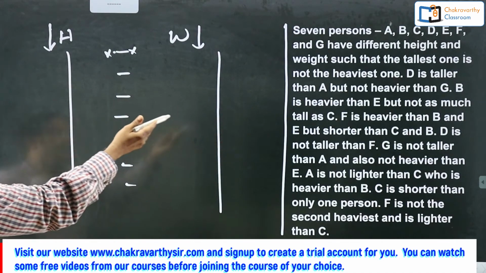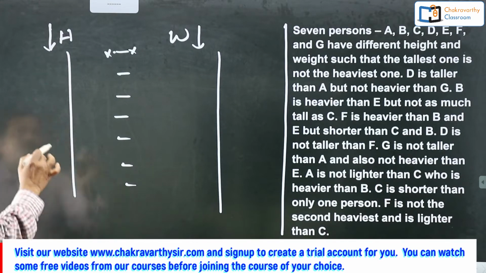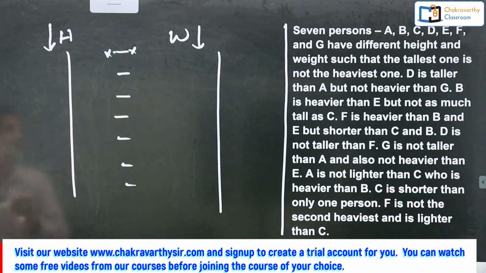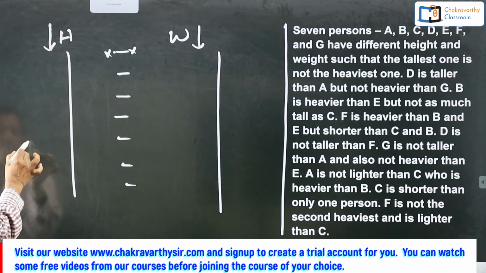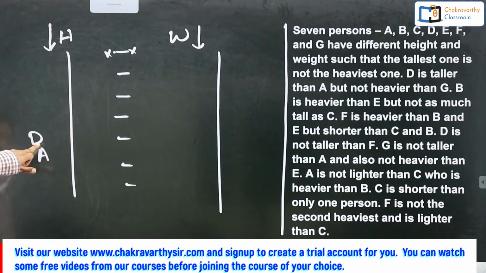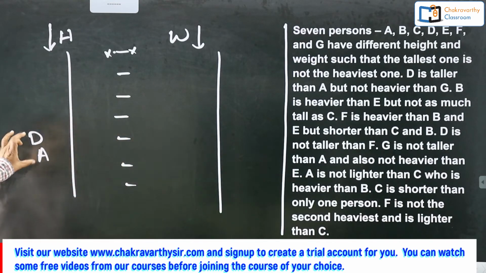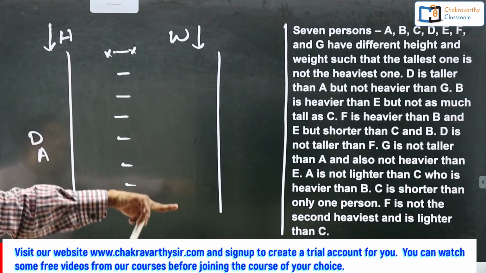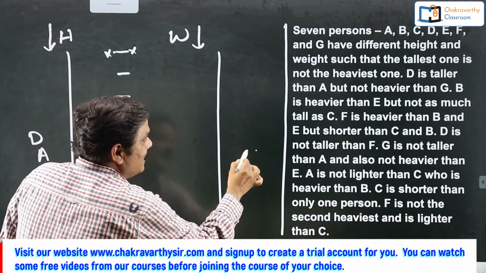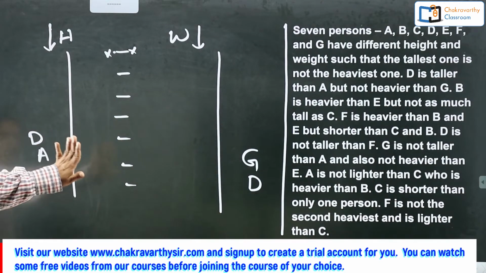Go for the next comparison here. D is taller than A but not heavier than G. How can I go for this one? I cannot go directly onto the chart. D is taller than A. Somewhere I'm writing here. D is taller than A. Some persons may come in between or may not. We don't know that because they have not given that D is immediately taller than A. Keep it aside here. D is taller than A but not heavier than G. That means D is lighter than G. This way. Okay, in the rough work you keep.